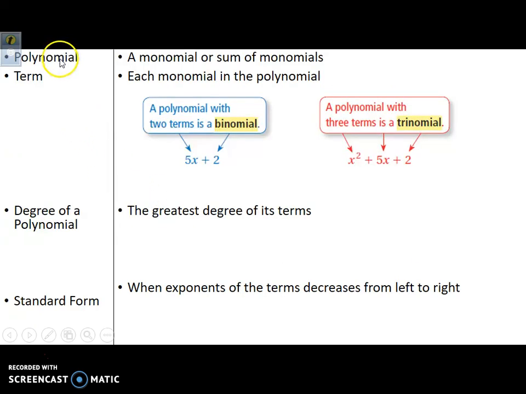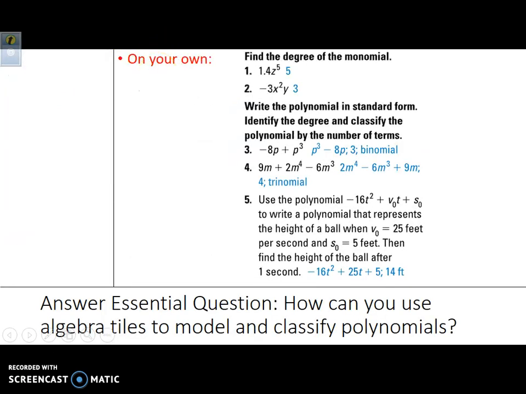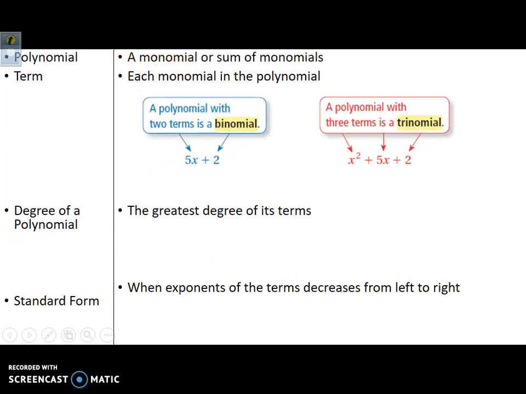All right, next thing, polynomial. Remember, a polynomial is a monomial, okay, that includes it, but a polynomial is also the sum of a whole bunch of monomials, which we classify a little bit differently. All right, terms. A term is each monomial in the polynomial. So this blue example right here has two terms, 5x and 2.